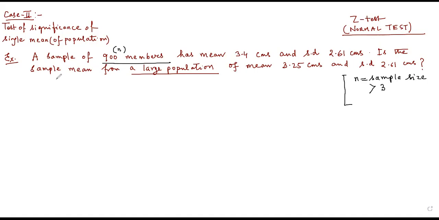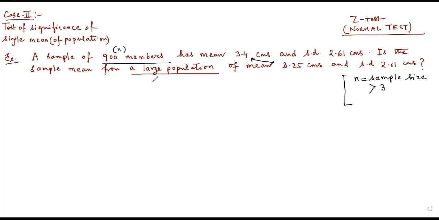What is the basic objective of the question? Is it a hypothesis testing problem? The answer is yes, because in this particular case, we are supposed to test the hypothesis whether we can conclude that this sample of 900 members, whose mean has come out to be 3.4 centimeters with a standard deviation of 2.61 centimeters, has been drawn from a population which is large and whose mean is 3.25 centimeters. Can we relate this value 3.4 with the value 3.25 in some way or other?